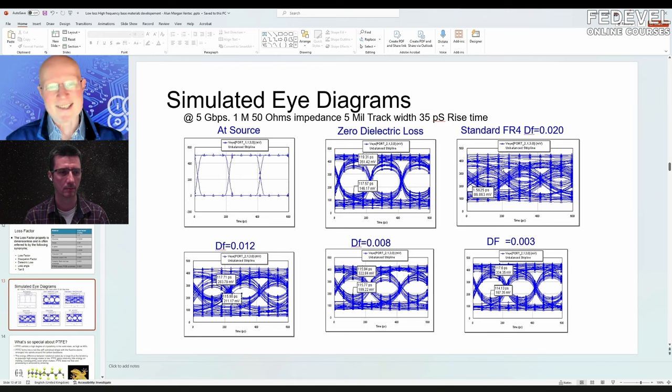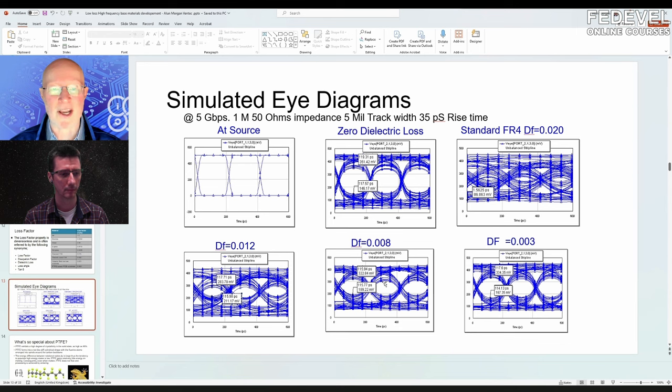So if we just take that scenario and say, okay, we still want to run with these frequencies, this pulse rate, the same size of track and the rise time we've talked about, what about we improve the material? What about we make the DF, the dissipation factor, which I will explain more later, go from 0.02 to 0.012, so nearly half the dissipation factor? Then you actually do get somewhat of an eye opening up, probably still not usable. If you go to the next one, 0.008, then suddenly you've got a bit of an eye appearing again.